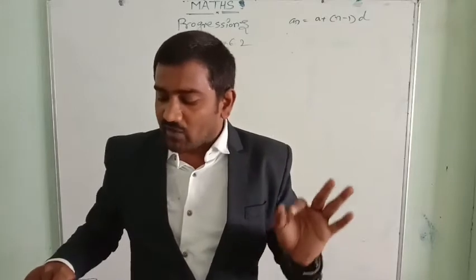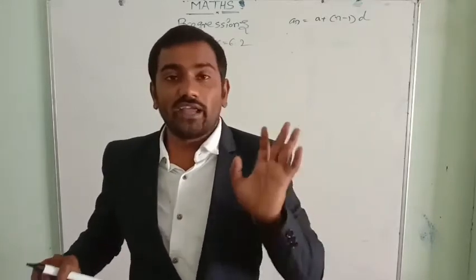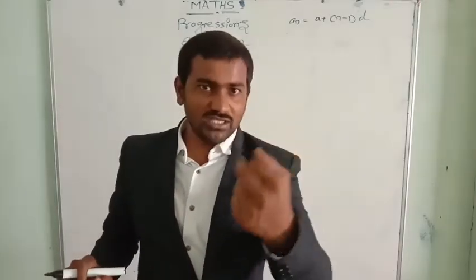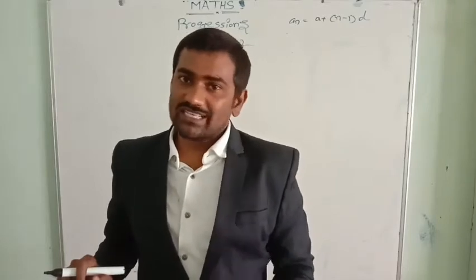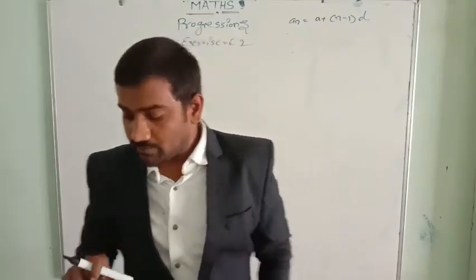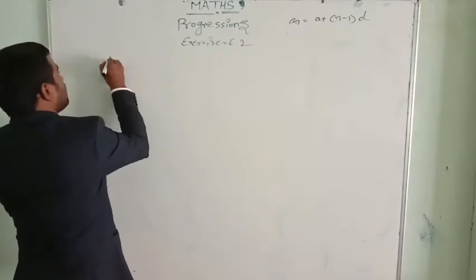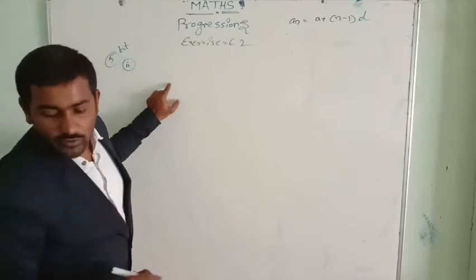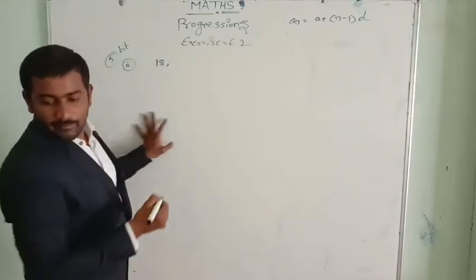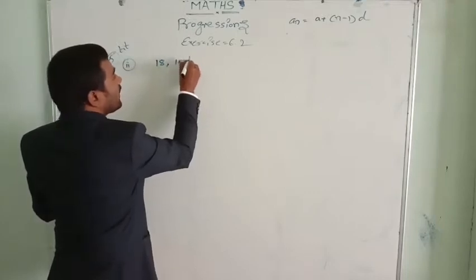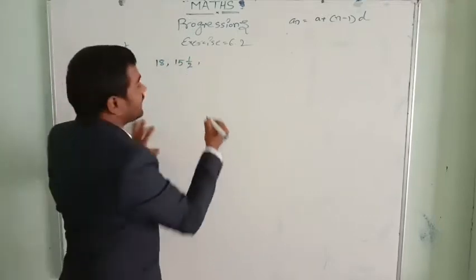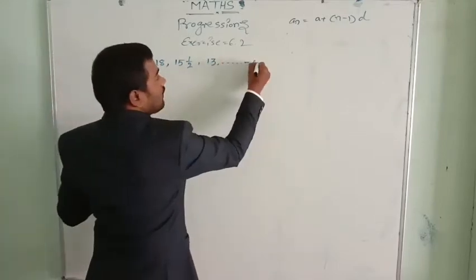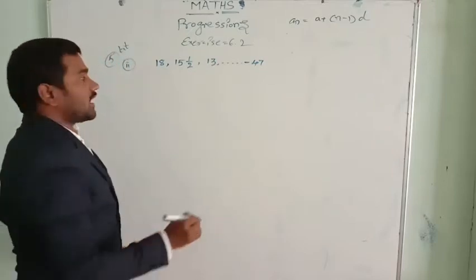See, find the number of terms in each of the following APs. The number of terms, which number of terms it is, we need to find out. There are two questions in this now. Let me solve one question from this, the second one I will solve. The first one you do it. Fifth bit, second one I am going to do. 18, 15 whole 1 by 2, 13, and so on, minus 47.